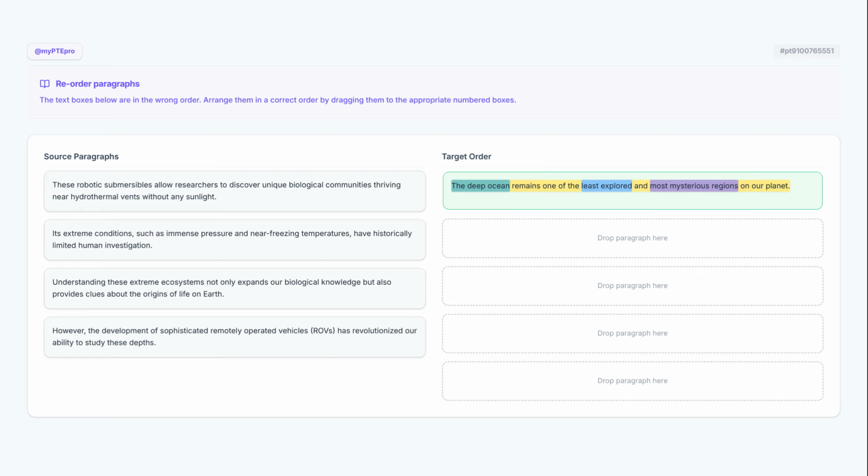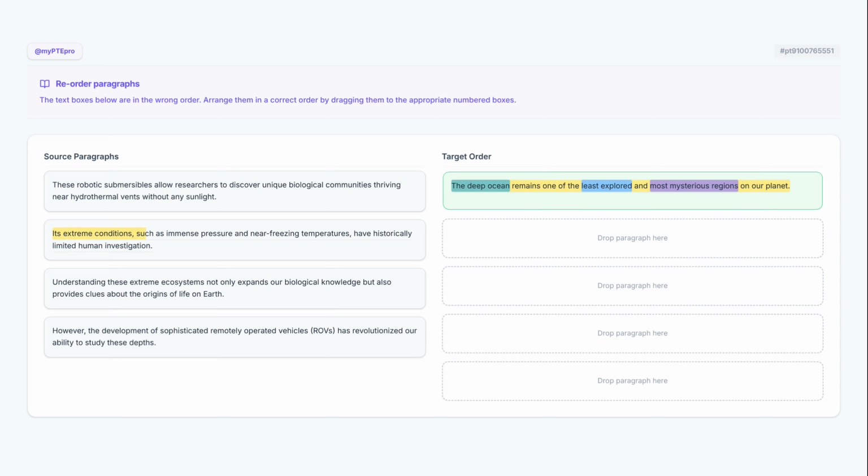I am placing this sentence in the first position because it serves as a standalone introduction to the topic. Unlike the other sentences in the set, it does not rely on any reference words or external context to be understood, establishing the deep ocean as the primary focus.